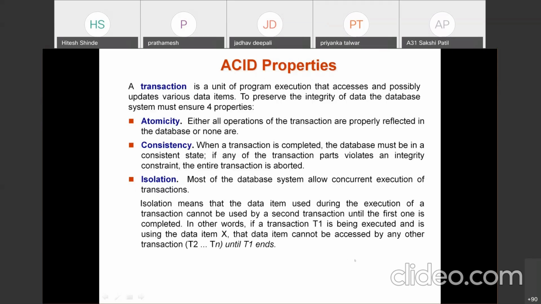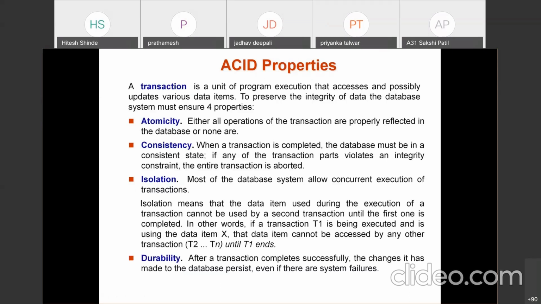Durability. Correct. So the last one is durability. After a transaction completes successfully, the changes it made to the database persist even if there is a system failure. Means in the previous example, after the execution of the transaction, the value of A is 950 and the value of B is 2050. So these values remain as they are in the database even if a system failure happens. So that we call it durability.